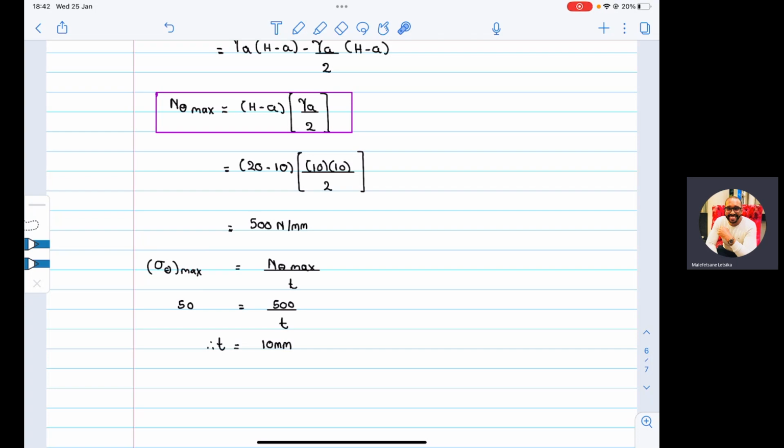That is absolutely insane. It tells you how efficient shells are. 10 millimeters thick is very, very thin for a shell that big. That's the power and efficiency that shells give you. And I hope you really enjoyed this video.